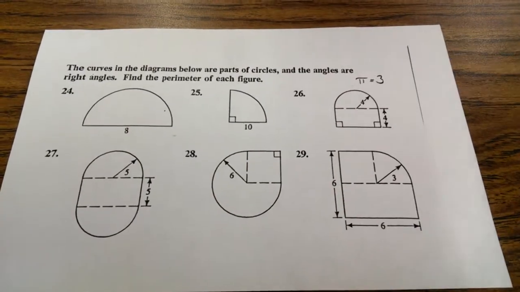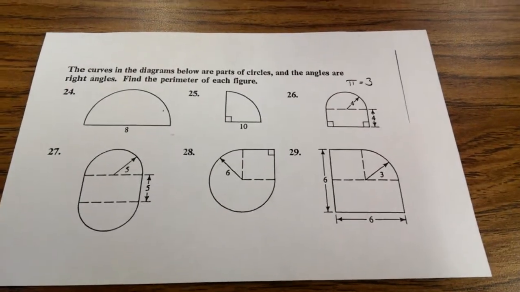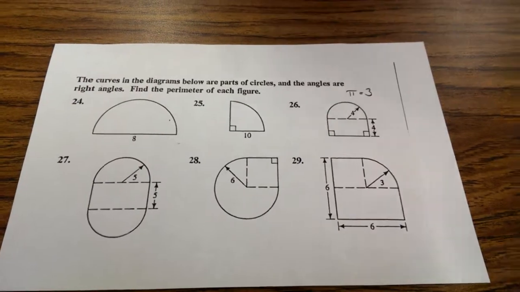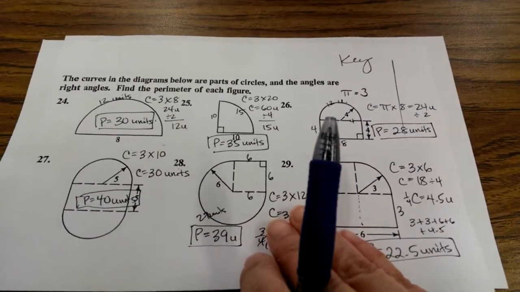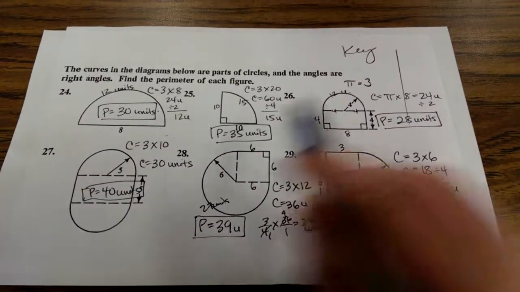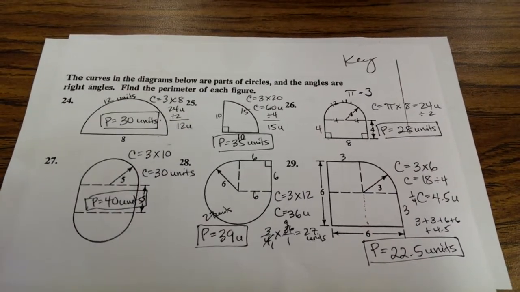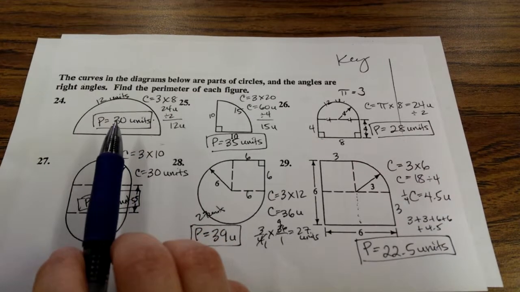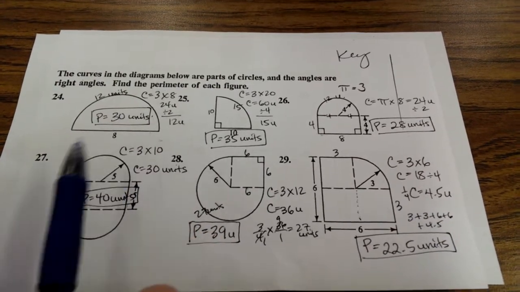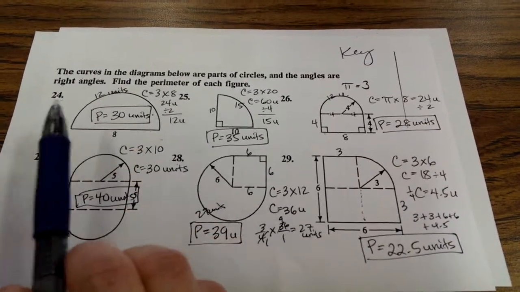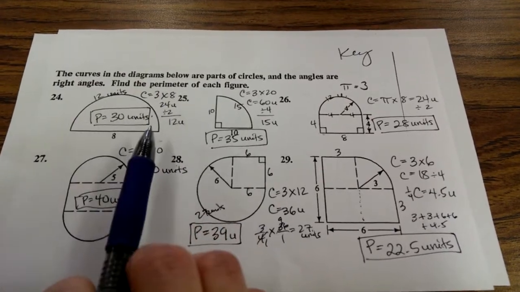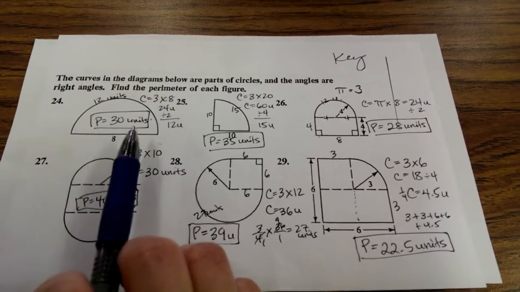Okay, so we're looking at these shapes again, and I had posted a video with these same shapes, but we found the perimeter of each of the shapes. And I do have to tell you that I made a mistake. The perimeter for that one is not 30 units. My third period class caught that mistake, so props to third period. But I added wrong. It was 12 plus 8, which is not 30.